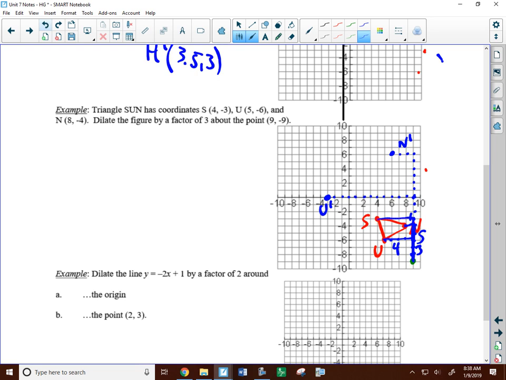So let's see. 1, 2, 3, 4, 5, 6. 3, 4, 5. So times 3. Up 18, left 15. 6, 7, 8, 9, 10, 11, 12, 13, 14, 15, 16, 18. Left 15. Times as far away, 3 times as big.